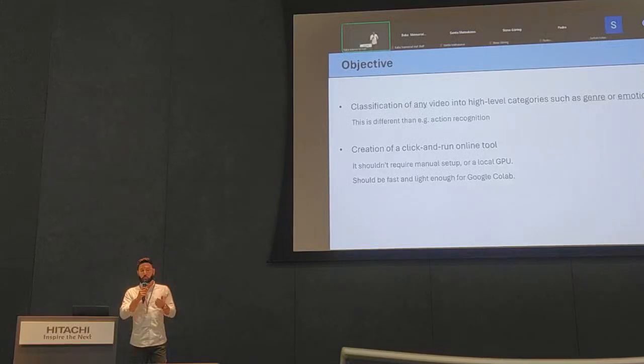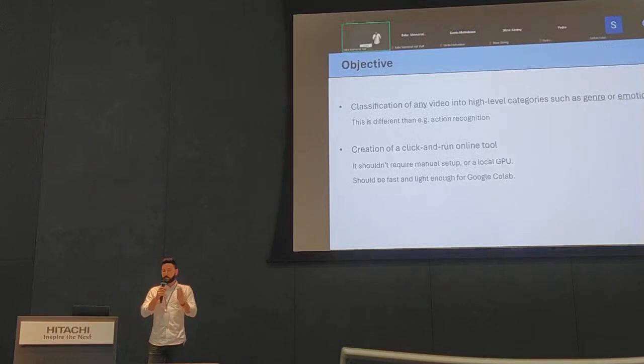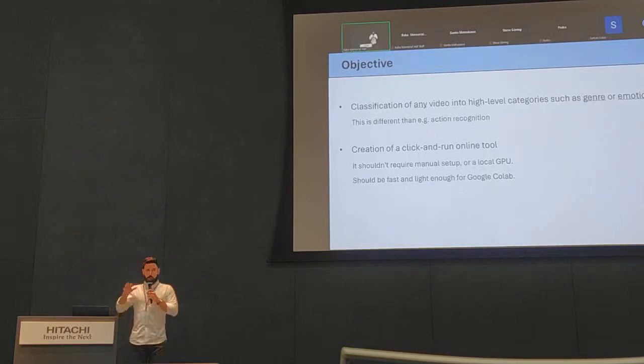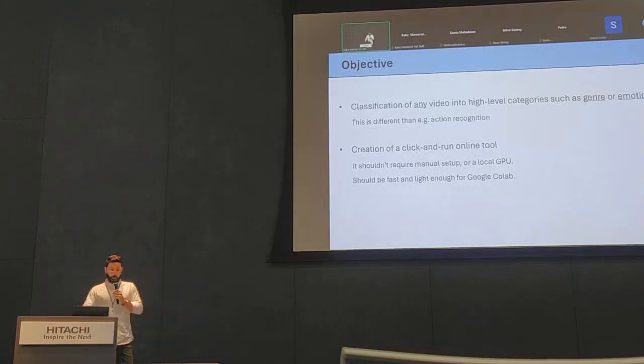The second objective was to create a click and run online tool. It shouldn't require manual setup or a local GPU. It should be fast and light enough for Google Colab. So in this case, I had to make my model sizes smaller.